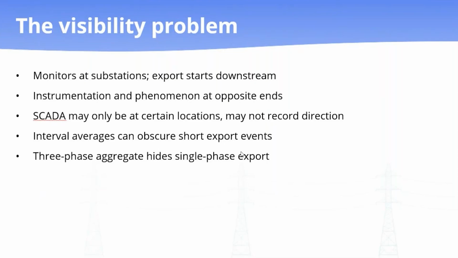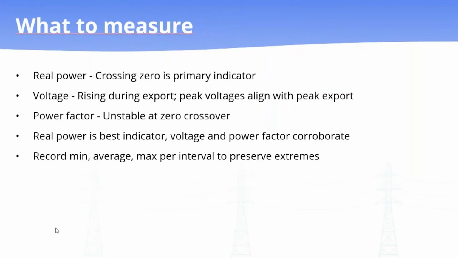SCADA covers a limited number of points, and some record magnitude without direction. 5 and 15-minute averages wash short export events out. And a three-phase aggregate can look ordinary while one phase exports underneath it. Add solar variability on a partly cloudy day, and you get export that starts and finishes between two reporting intervals. So what's needed is data that shows direction at a location far enough downstream to matter, at a resolution fast enough to catch it. Three signatures, in order of weight.